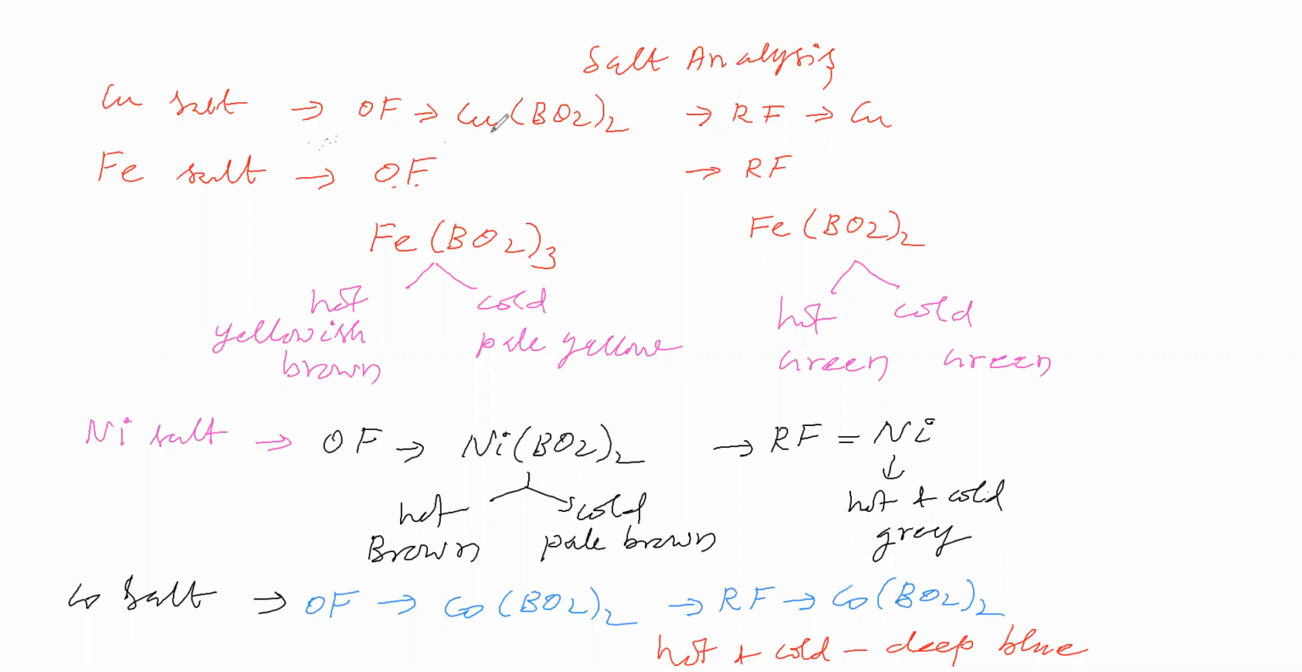Here if you see the oxidizing flame, copper 2 metaborate, nickel 2 metaborate, cobalt 2 metaborate, but iron only iron 3 metaborate. Here only iron plus 3. Here copper plus 2. Here nickel plus 2. Here cobalt plus 2. In this way, colored salts behave in the borax bead test.